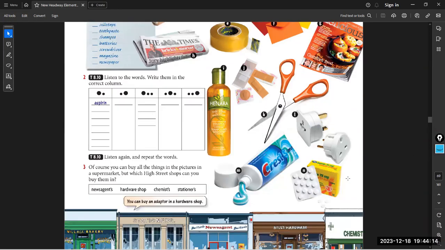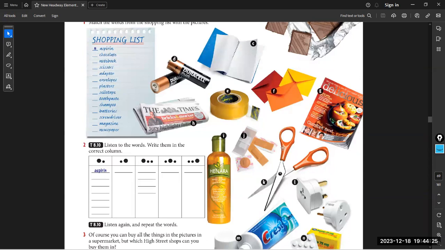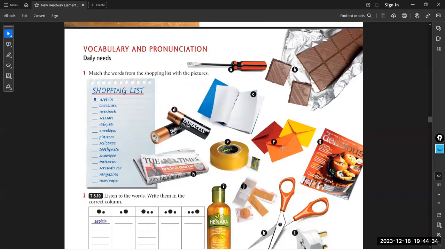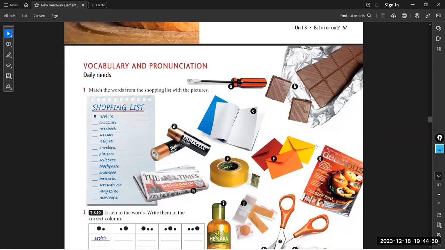Toothpaste. M. Thank you. So this is toothpaste. After that, we have shampoo. I. Thank you. Batteries. D. Thank you. Screwdriver. A. Thank you. Magazine. G. Thank you. Final, newspaper. H. So these are the things that approximately we need every day, especially the chocolate.